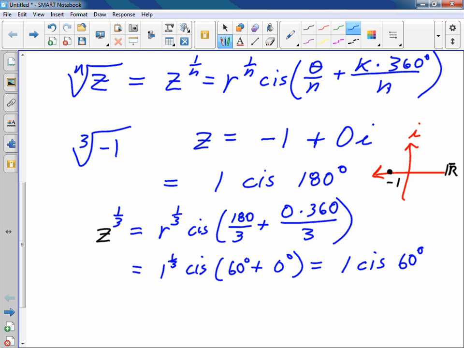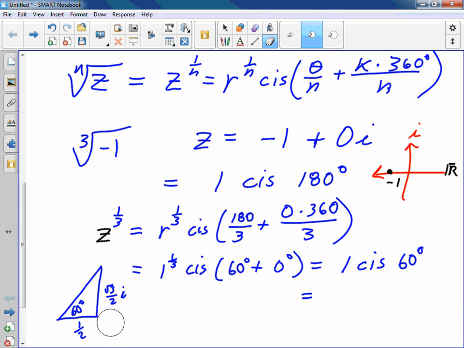While we're here, we might as well do the rectangular form. So 60 degrees, you can, if you want to, make a little sketch. Cosine of 60 is 1/2, and sine of 60 is square root of 3 over 2i. And remember, this is the complex plane.